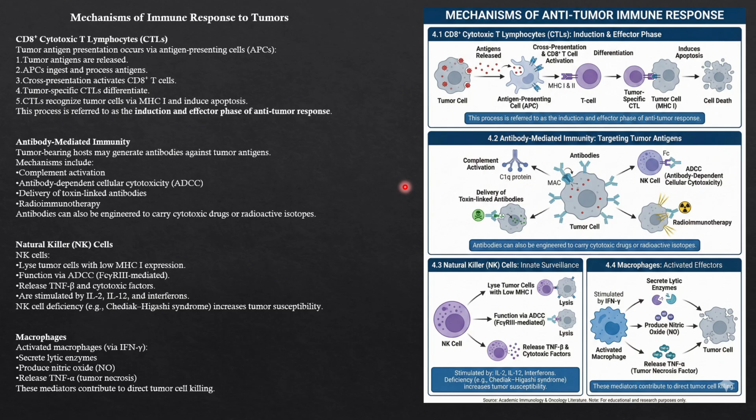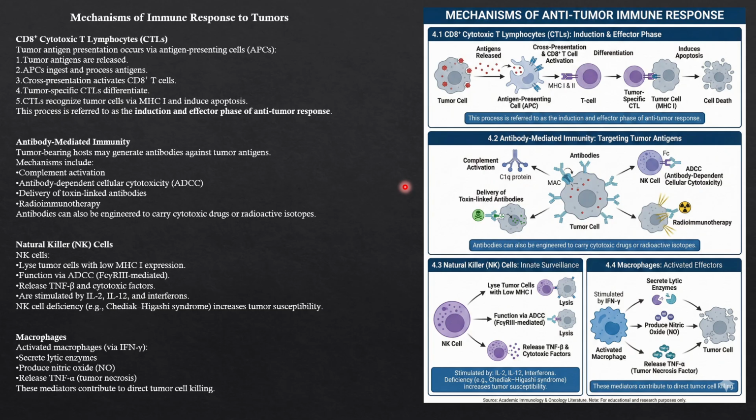In antibody-mediated immunity, tumor-bearing hosts may generate antibodies against the tumor antigens. The mechanisms include complement activation, antibody-dependent cellular cytotoxicity or ADCC, and the delivery of toxin-linked antibodies. The antibodies can also be engineered to carry cytotoxic drugs or radioactive isotopes.